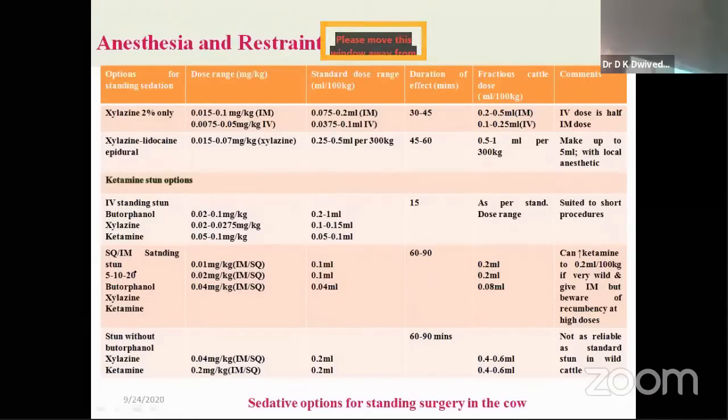Similarly, with this combination you can inject through the subcutaneous or intramuscular route, and the ratio of the combination of butorphanol, xylazine and ketamine that you may use is 1:2:4. In this ratio, you may mix these three drugs, butorphanol, xylazine, and ketamine, and administer them to the animal through either the subcutaneous or intramuscular route. So these are some different combinations that you may use for the standing C-section.